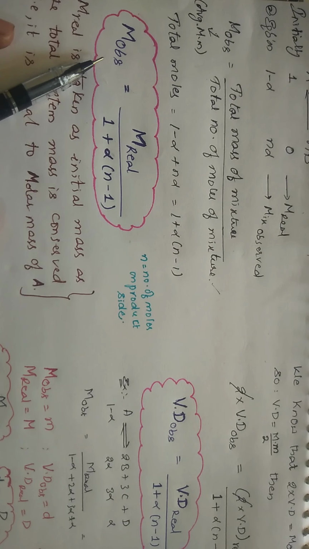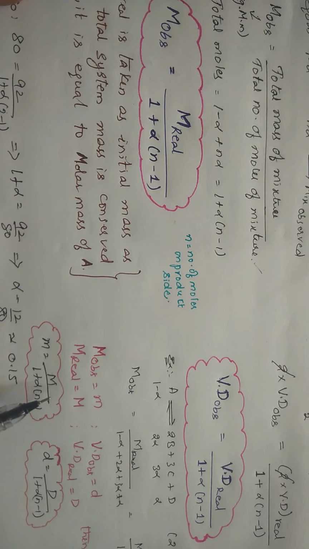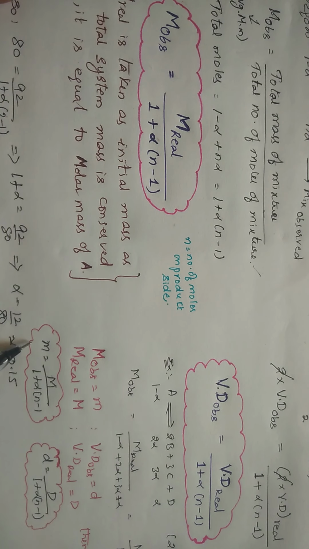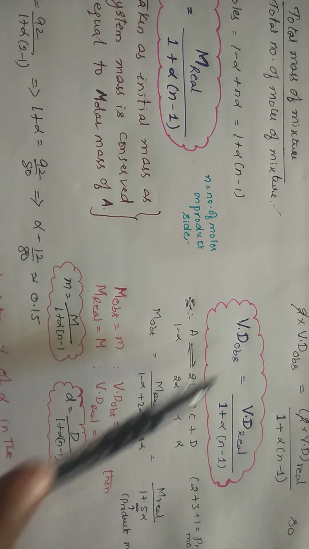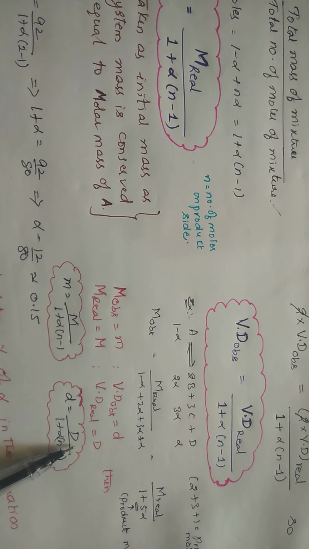In some books, instead of observed molar mass they will be representing it with small m, and the real mass is indicated with capital M. So small m observed will be equal to the real mass by 1 plus alpha into n minus 1. In the same way for density, the vapor density observed is represented with small d, and the real one is represented with capital D by 1 plus alpha into n minus 1.